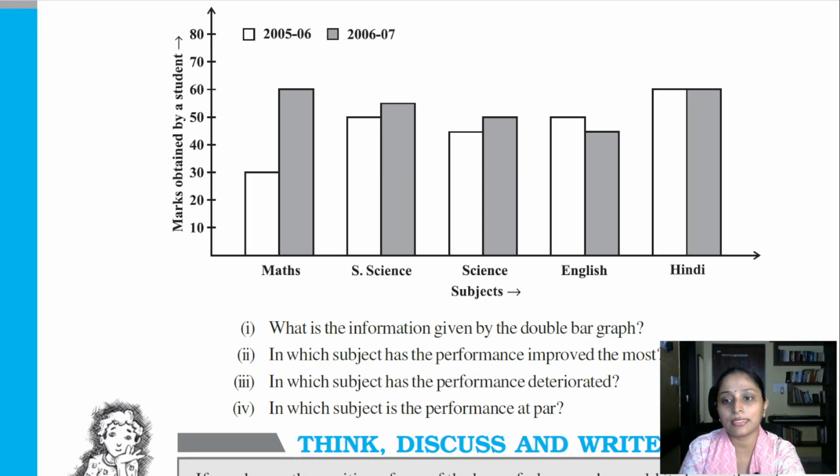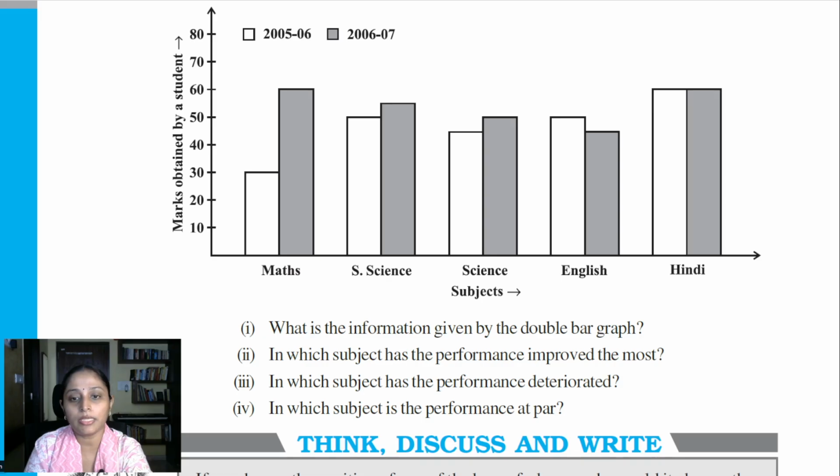In which subject has the performance improved the most? Now here they are asking us in which subject has the performance improved. Now you can see that, let us go subject wise. The performance improvement in maths is this, right? The performance improvement in social science is this. The performance improvement in science is this, and in English it has not improved, it has actually come down, and in Hindi it has remained the same. So in which subject has the performance improved the most? The answer is going to be maths, right?